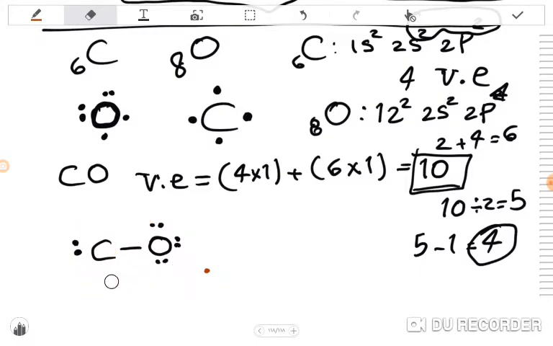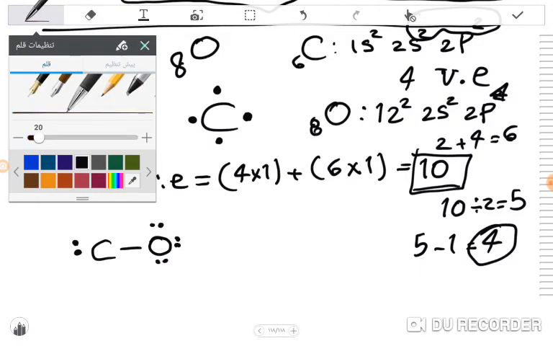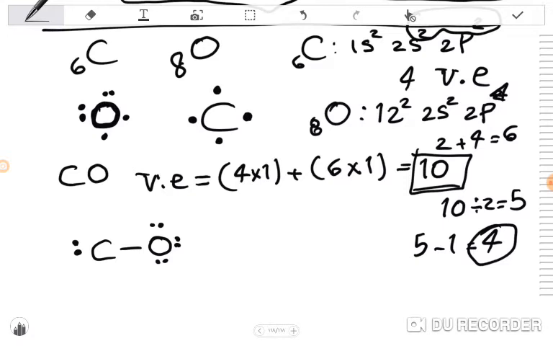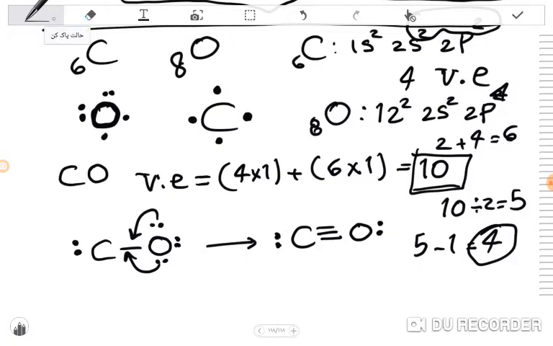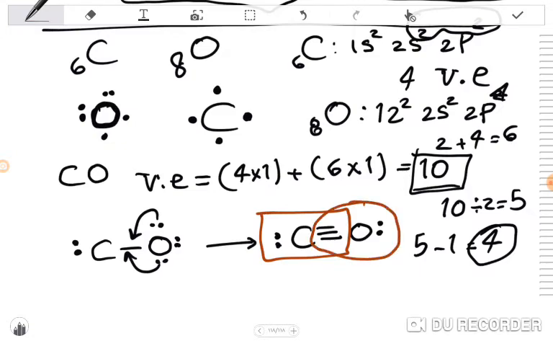I kill in here. The oxygen, 2 pairs of lone pairs convert to bonded pairs. After this, we have a triple covalent bond between oxygen and carbon in carbon monoxide. This structure is correct. Why is it correct? Because carbon is octet and oxygen is octet.